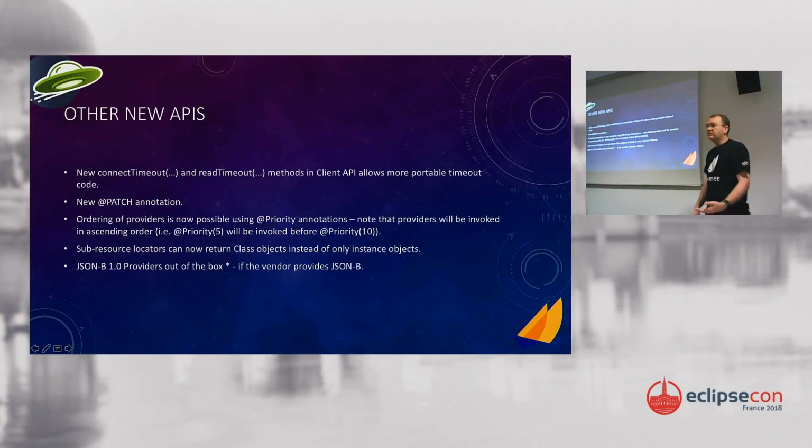Some of the other new APIs are definitely not as flashy or big-ticket items as the reactive client or the SSEs, but still can be kind of useful. The JAX-RS client APIs have always had the concept of read timeouts and connect timeouts. However, it's always been in a vendor-specific manner. You'd have to use a com.ibm property to set it on Liberty. Nowadays, you can use connect timeout and read timeout, which makes it a lot more portable.